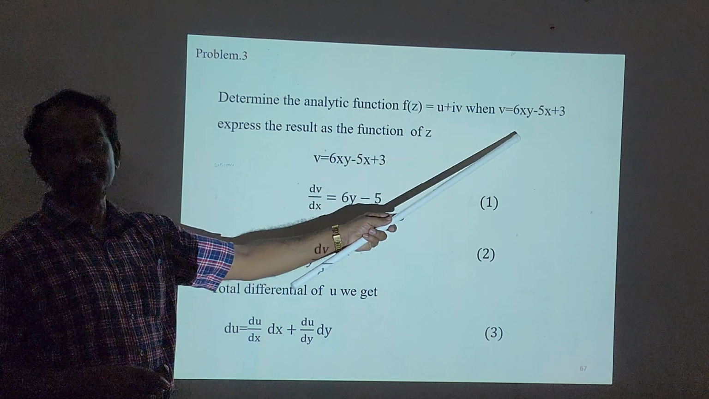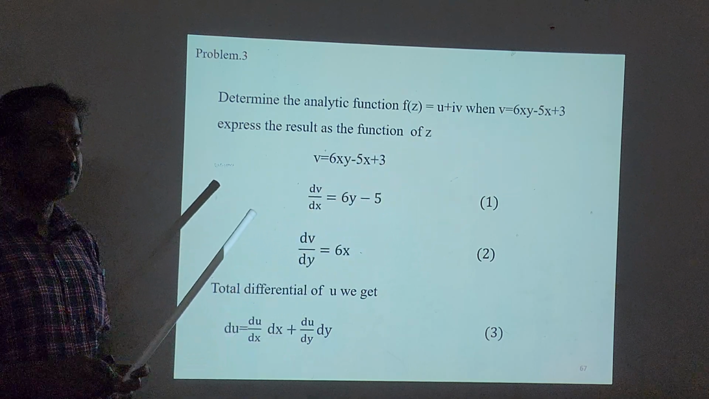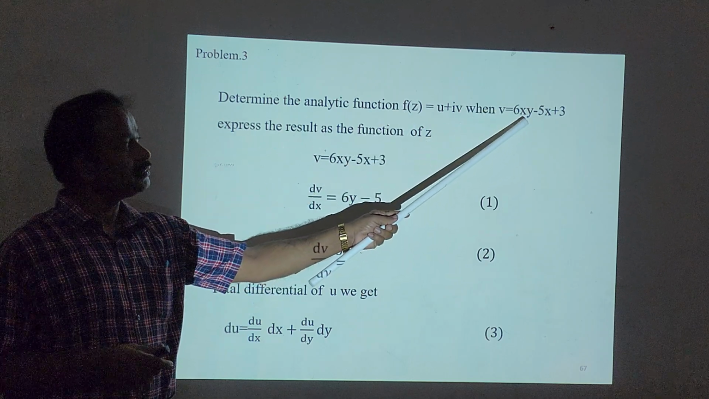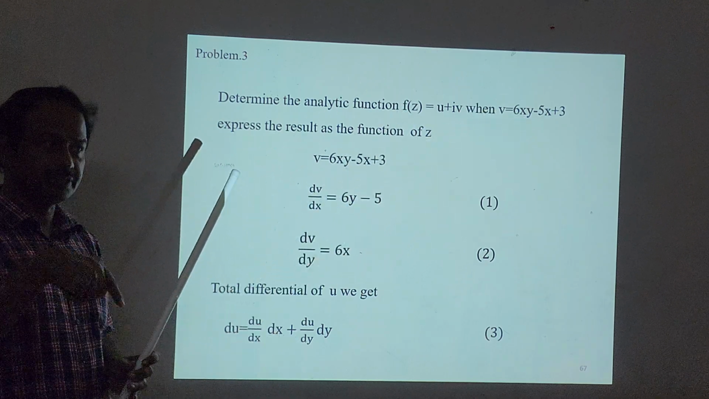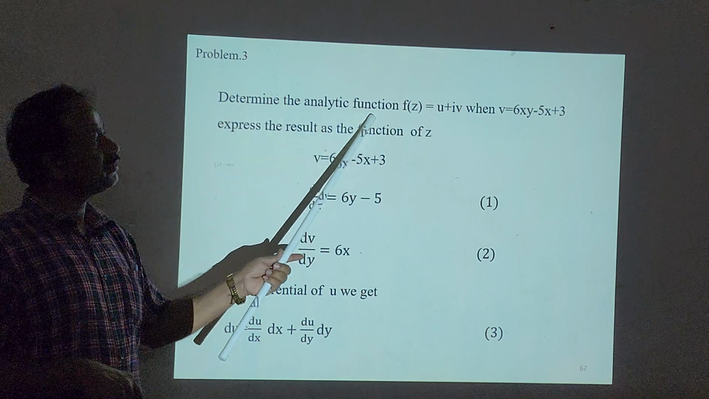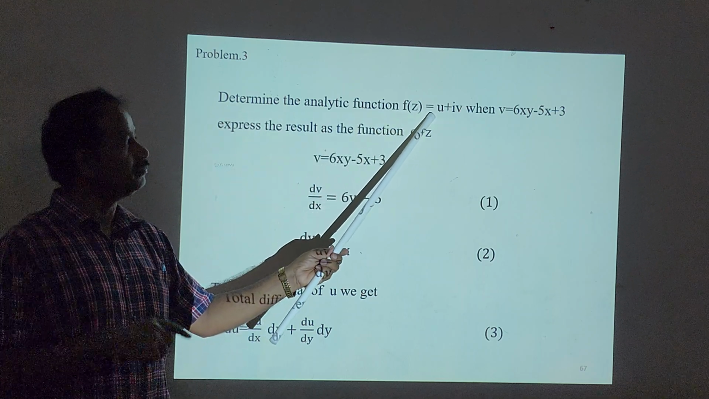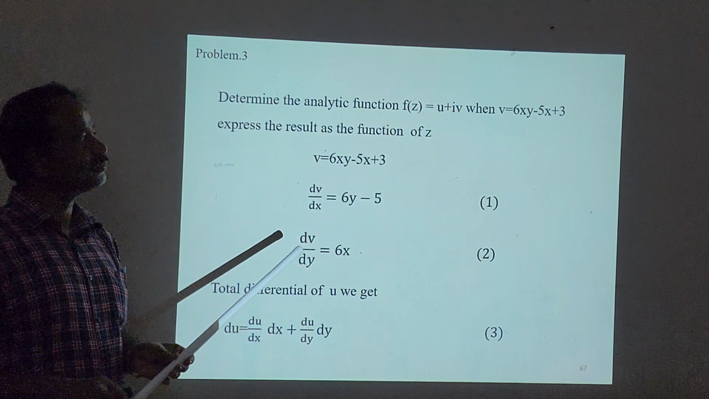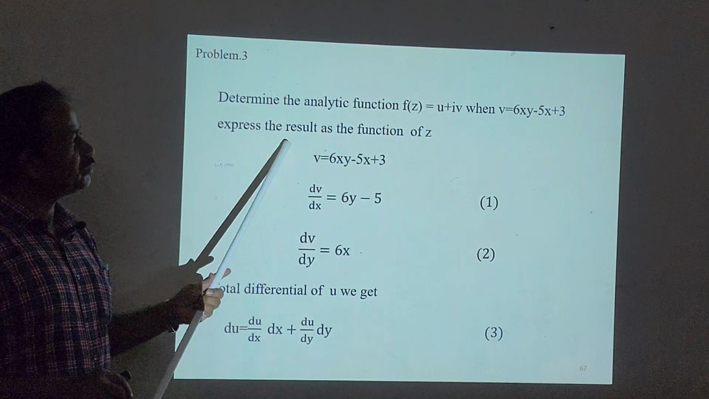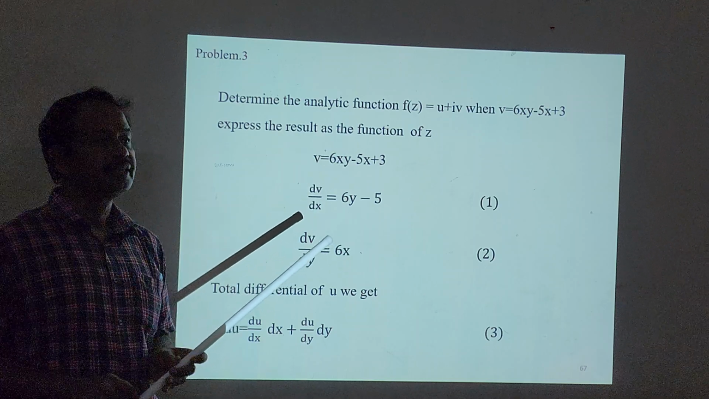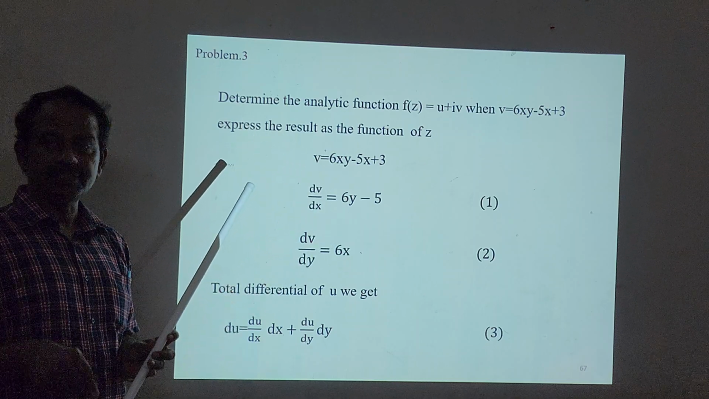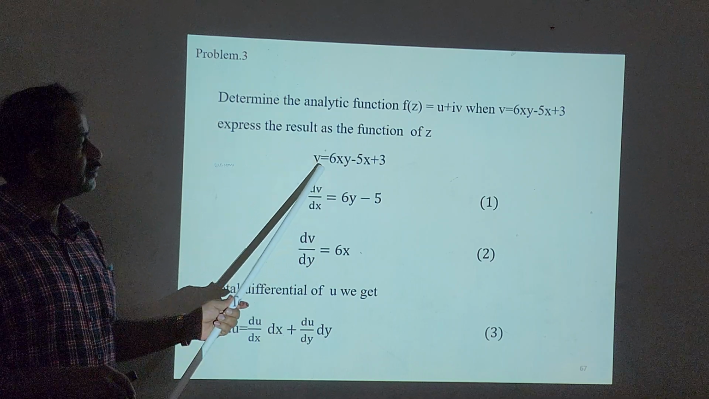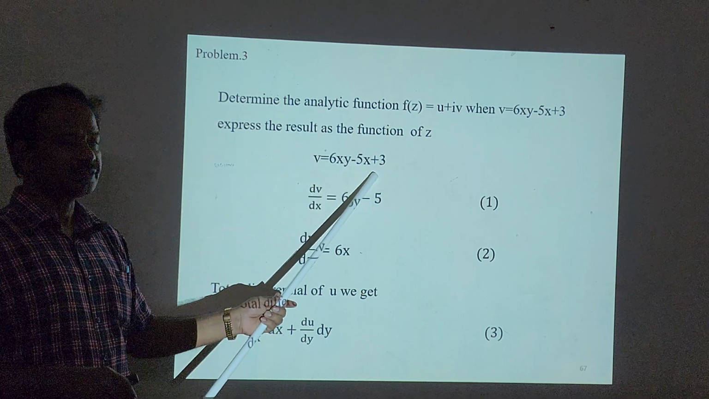See, as I said, v is given. Earlier in the problem u was given. So now v is given. So the imaginary part is given. You will have to find out the real part. Determine the analytic function f of z, which is equal to u plus iv, when v equals 6xy minus 5x plus 3. Express the result as a function of z, meaning f of z. You will have to find out f of z. So now v is given. So v equals 6xy minus 5x plus 3.